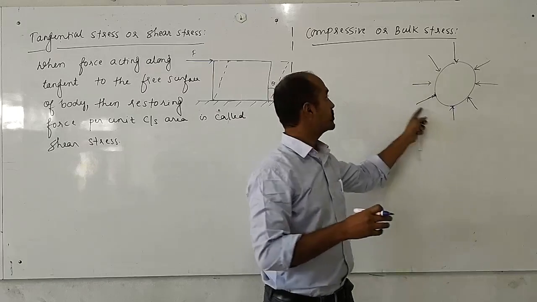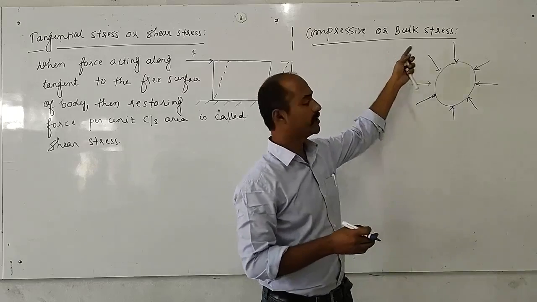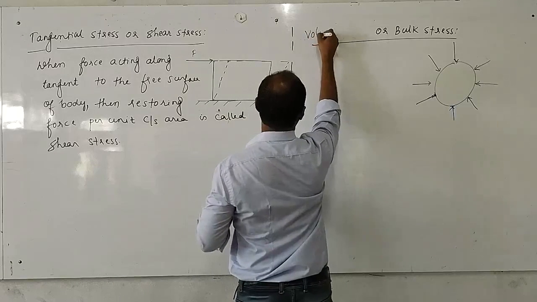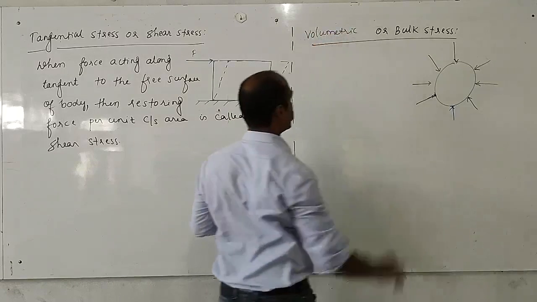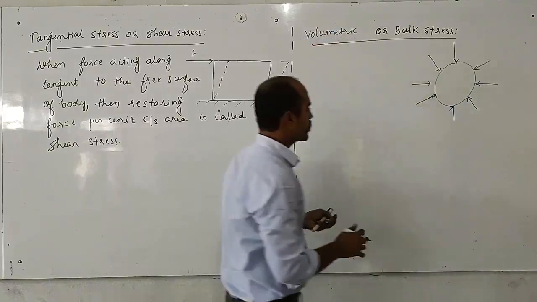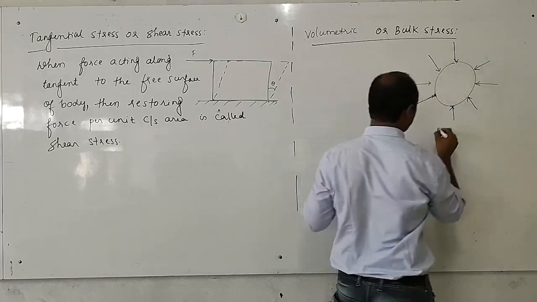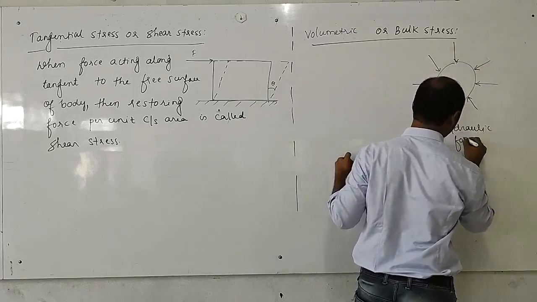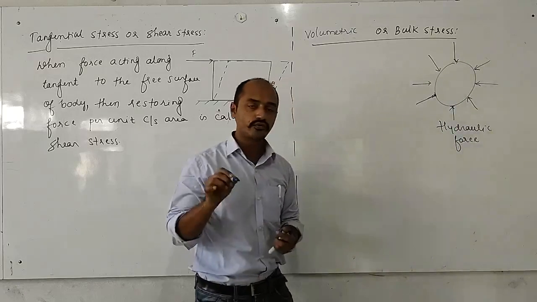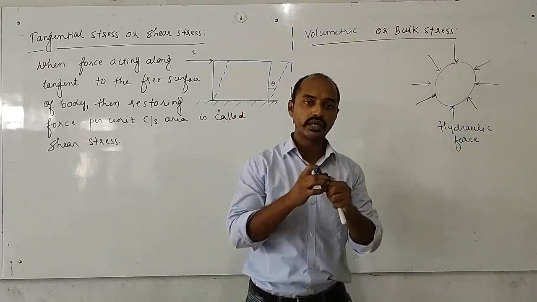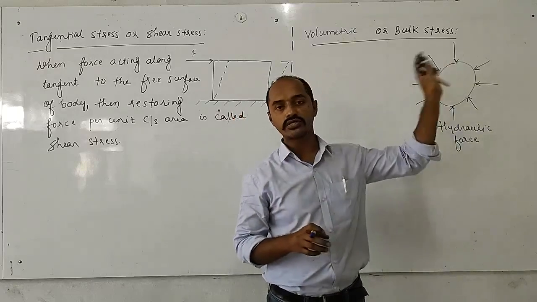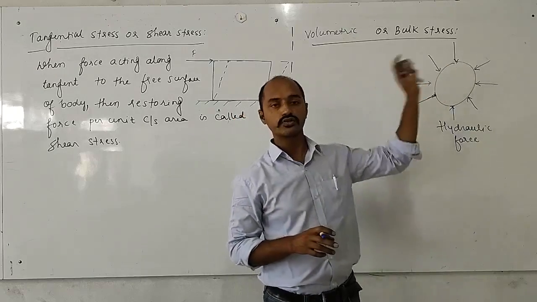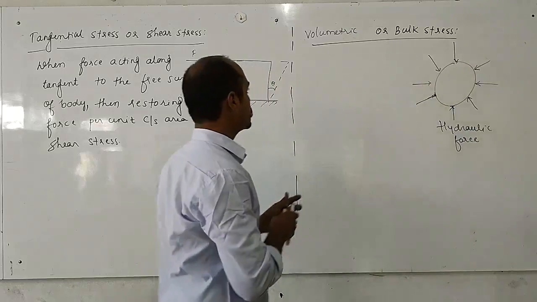So such a force is called the compressive force, or no, it is not compressive. Compressive we already studied. It is volumetric, or the bulk stress, and these kinds of forces are called bulk forces, or you can also say hydraulic force, right? So hydraulic force is a force which acts in all the directions on the body, such that these forces are normal to the surface, right? These forces must be normal to the surface, and act in almost all directions, right? So I'll write the definition of bulk stress.